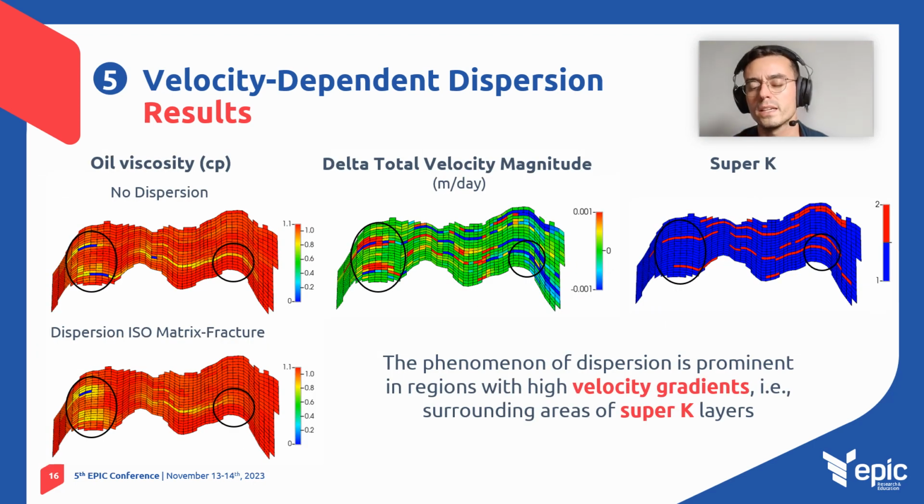Here in this slide, in the first figure, we have the model without dispersion, and in the figure below we have dispersion. And what we can see in these figures is that the effect of dispersion is higher in regions surrounding super K. So this phenomenon is important, and kind of interesting in our case, because of super K. In this region, we have high velocity gradients, and that's making this phenomenon more relevant in our case.